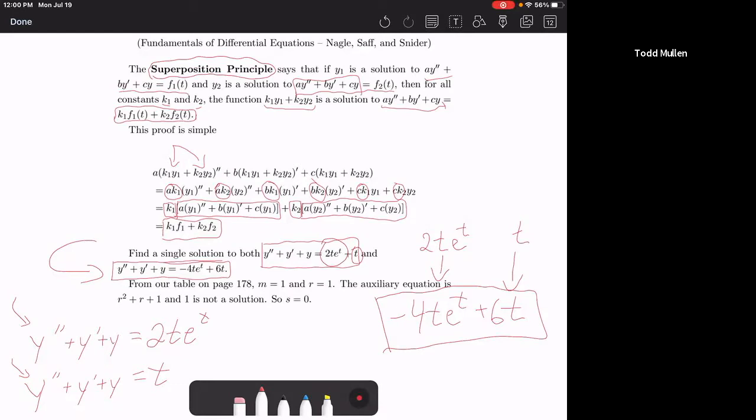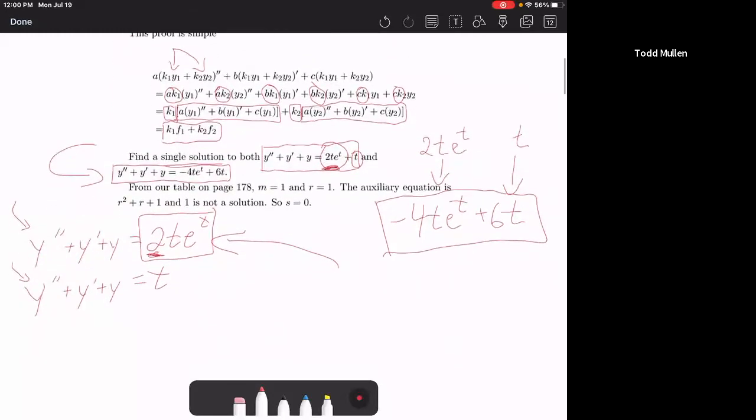So we're going to start by working with 2t e to the t. So this equation right here is the first thing that we're going to solve. From our table that we've been working with on page 178, we're familiar with this form. And it's actually a fairly simple one where m and r are just equal to 1, and we have our constant 2 being multiplied by it.